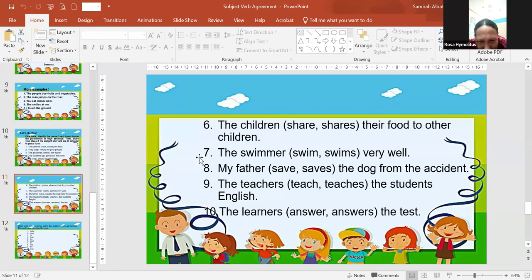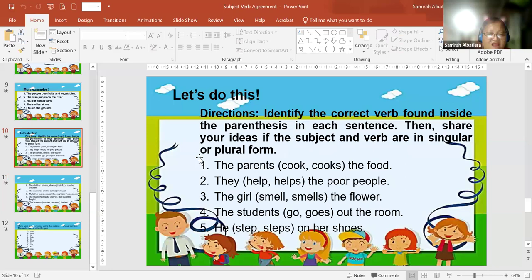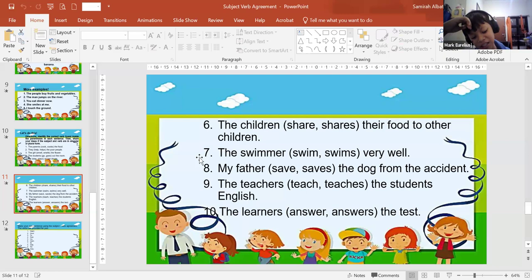Number 9. The teachers teach the students English. What is our verb? Plural subject. And what is our subject, by the way? Teachers. Very good. Number 10. The learners answer the test. Answer. What is our subject? Learners. That is why we use plural. Okay. Who got 10? Did you all get the correct answer? Yes. Wow, everybody knows this one.